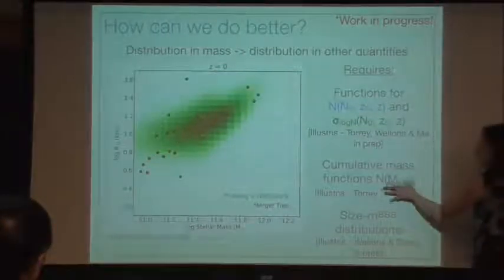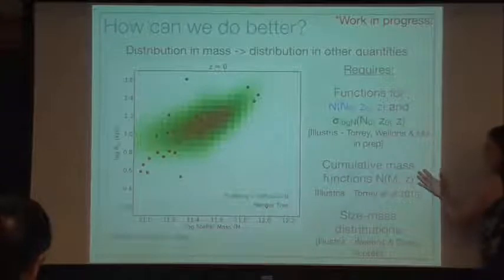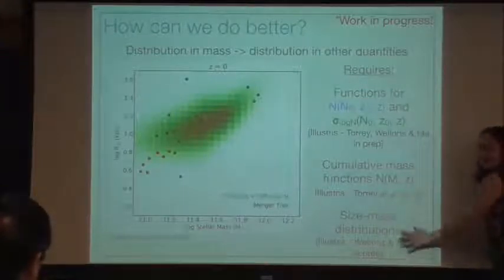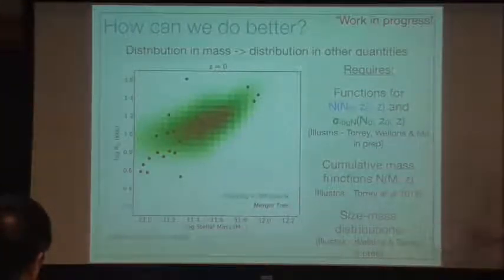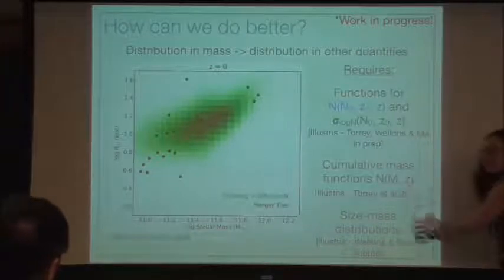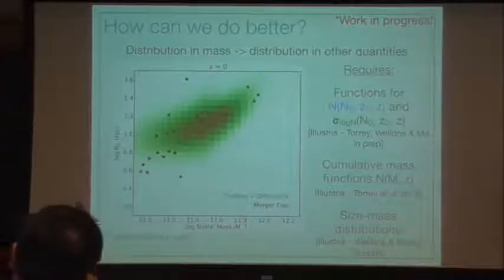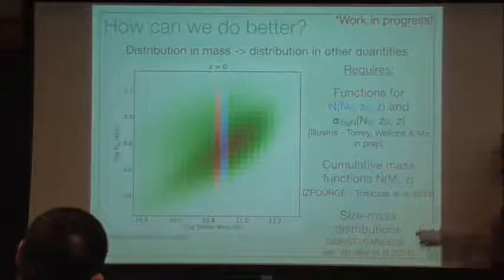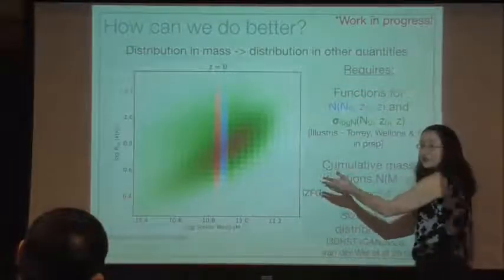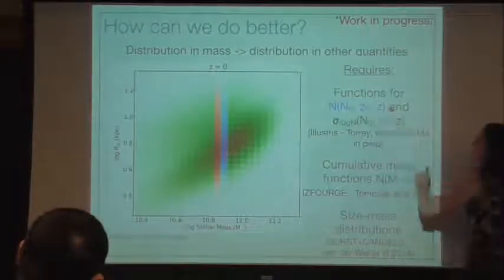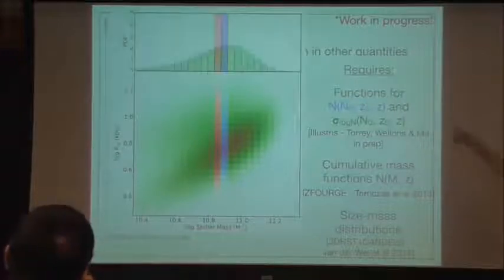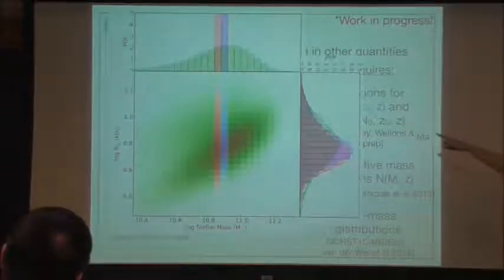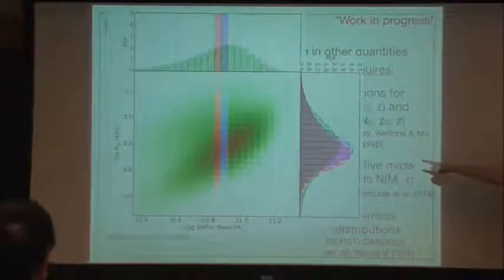And again, I don't need to be using the Illustris mass functions and the Illustris size-mass distributions. In fact, you should not, because both of these have some problems. I can use just purely observational data. So now again, I'm using the mass functions from ZFOURGE and the size-mass distributions from CANDELS, and you can make the same sort of prediction using observational data and these two functions. And this different distribution in mass manifests as different distributions in sizes.